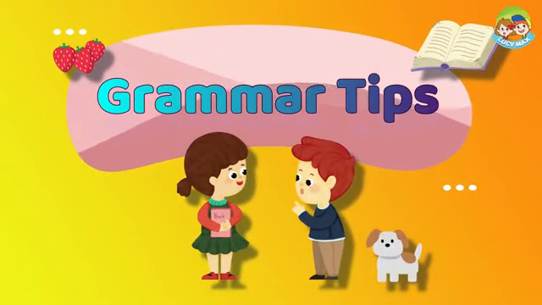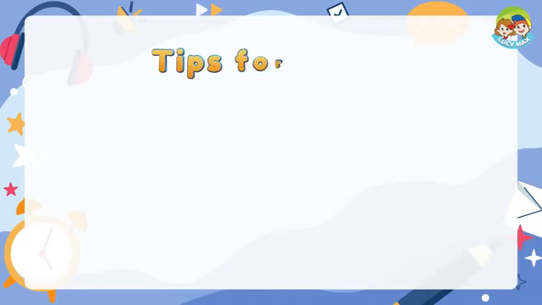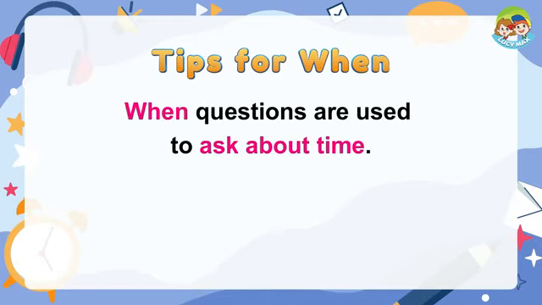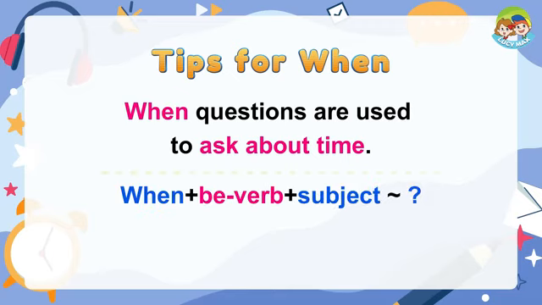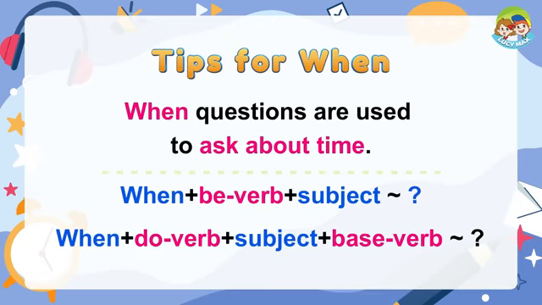Grammar tips. Now let's look at tips for when. When questions are used to ask about time. This is the form: when, be verb, subject. Or when, do verb, subject, base verb.